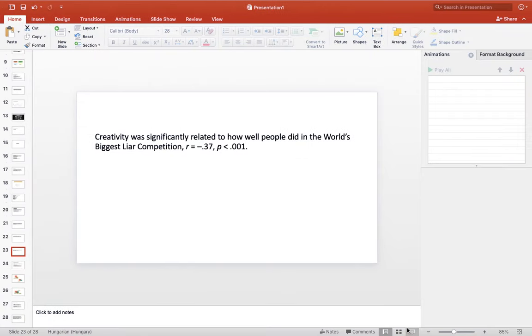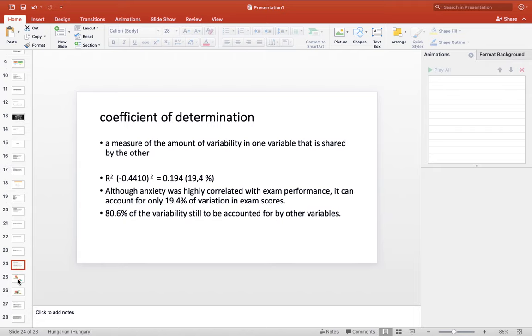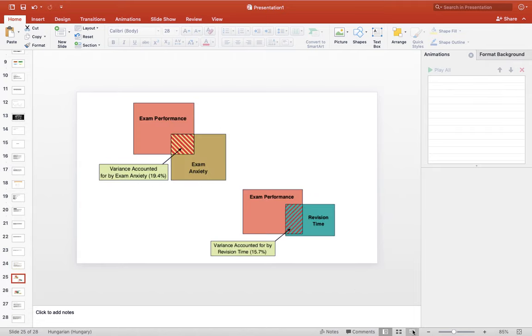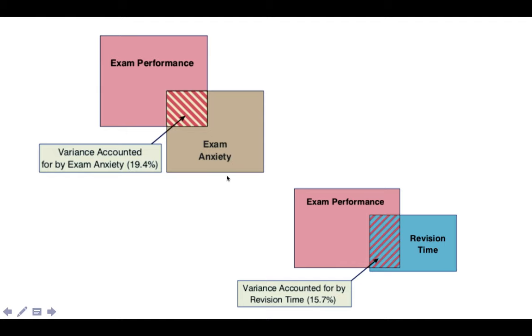The last correlation that we do is partial correlation. So we had bivariate correlation and the partial correlation when we correlate two variables controlling for a third variable. Remember the study about exam performance, exam anxiety, and time spent on revision. So you know how to calculate the percentage a variable accounts for variation in another.